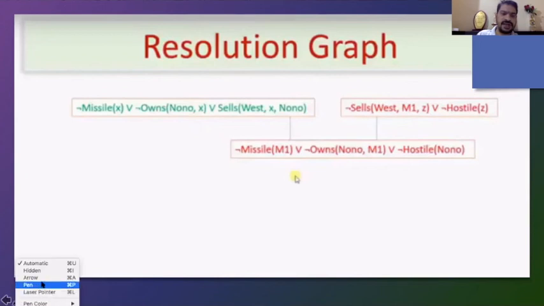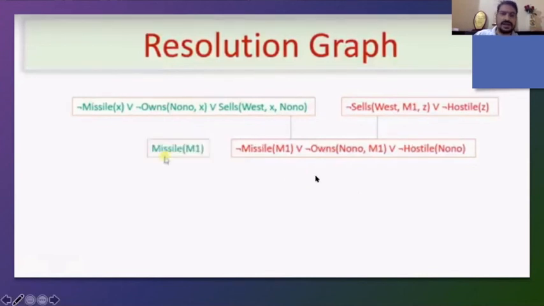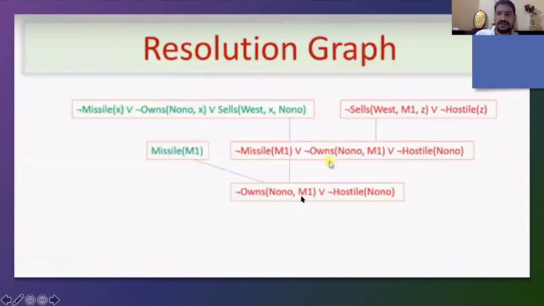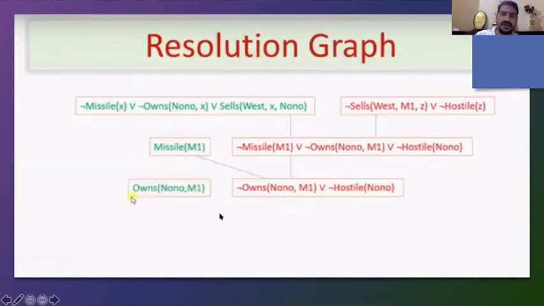Now after that, we'll again apply the sentences that we have. From those sentences, we'll pick up one sentence, apply it here, and do the unit resolution. Here quantification, unification is not required, because M1 is already there. This is a constant. So these two will be eliminated, and the rest of the thing will be given again. After that, we'll again put in the sentence that no owns M1. This own and own will be eliminated, and hostile no will be left.